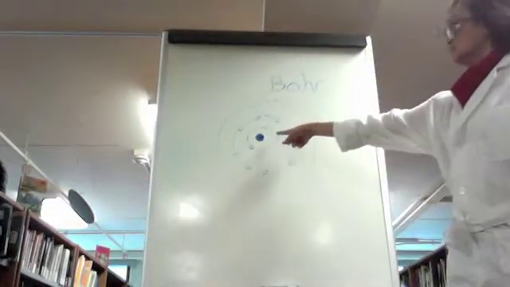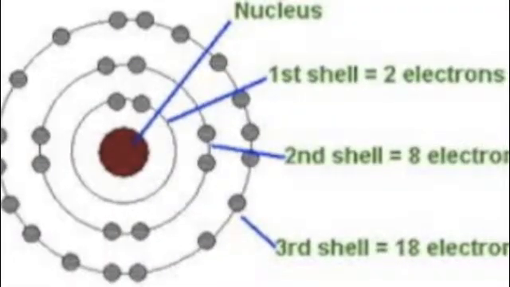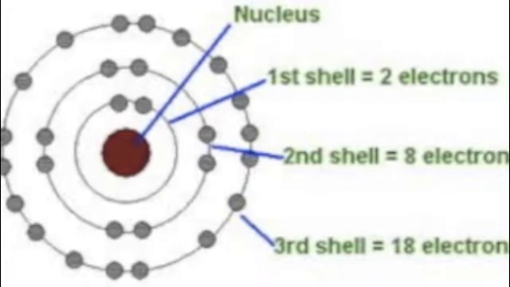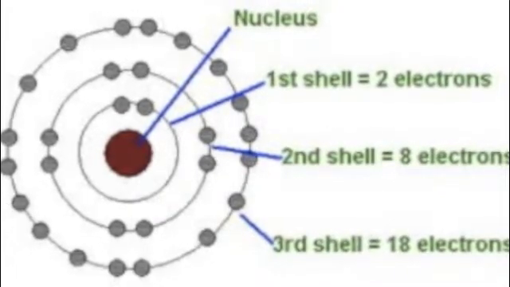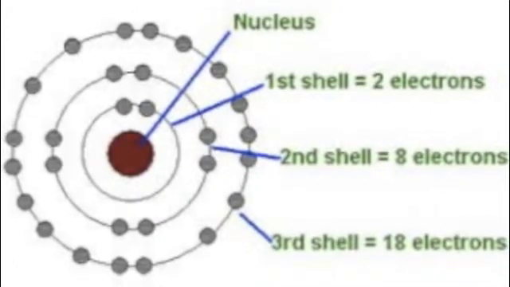This is Niels Bohr. He had a different idea of how electrons orbit. I, Niels Bohr, agree with Rutherford's model, except I think electrons orbit in spherical orbitals a fixed distance from the nucleus. This is Bohr's model. As you can see, he assigned the electrons to different energy levels.